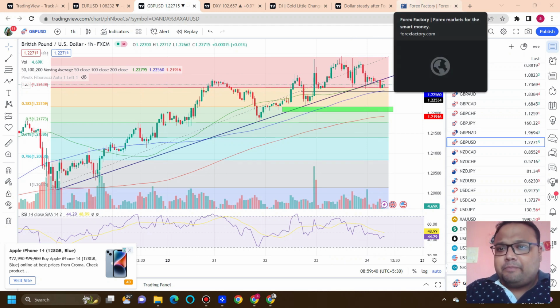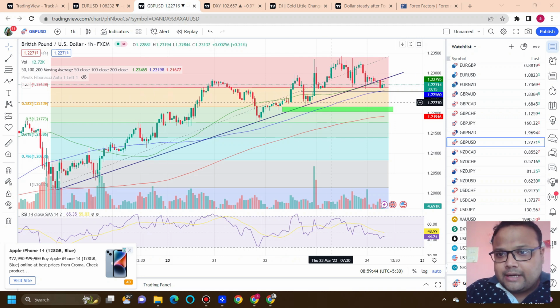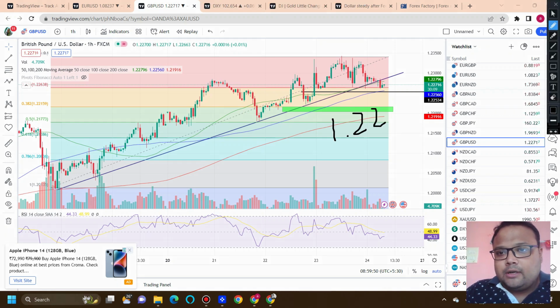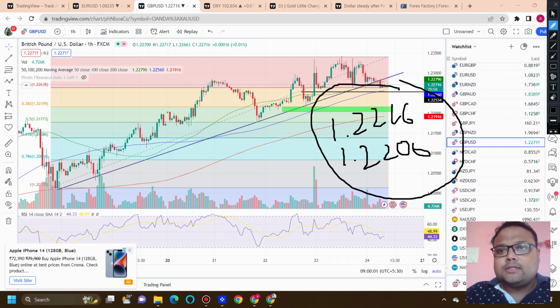Okay, the best trading spot that I see on the chart of GBPUSD right now is around this green box here, 1.2216 to 1.2200. 1.2200 was also a resistance zone in the market a few days ago. So this is a support zone on the chart of GBPUSD right now.